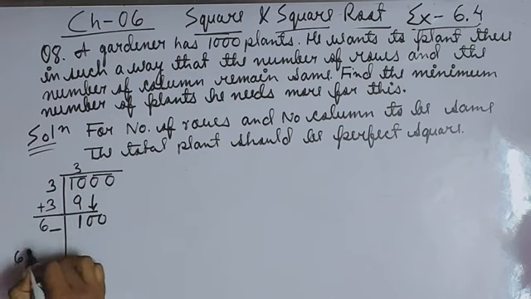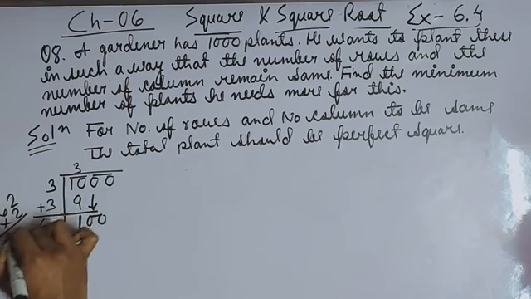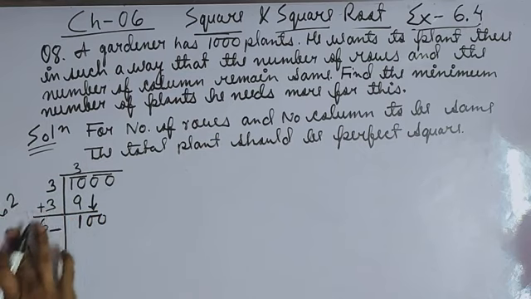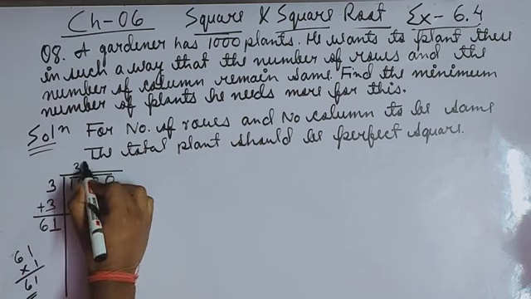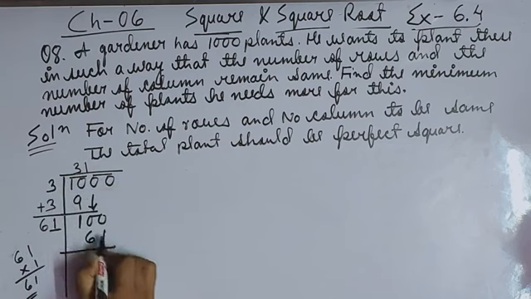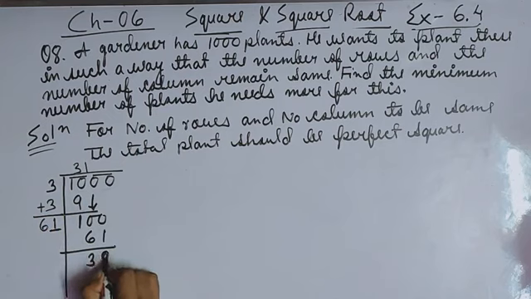So if we place 1 here, that is 61 multiplied by 1, we get 61 only. Now if you place 2 here, then 62 multiplied by 2 gives 124, which is more than 100. So we are going to use 1 here. Since we have added 1 here, we also add 1 here. So 61 multiplied by 1 gives 61 only. So how much is coming, beta? We get 39 as the remainder. So this means this is not a perfect square.